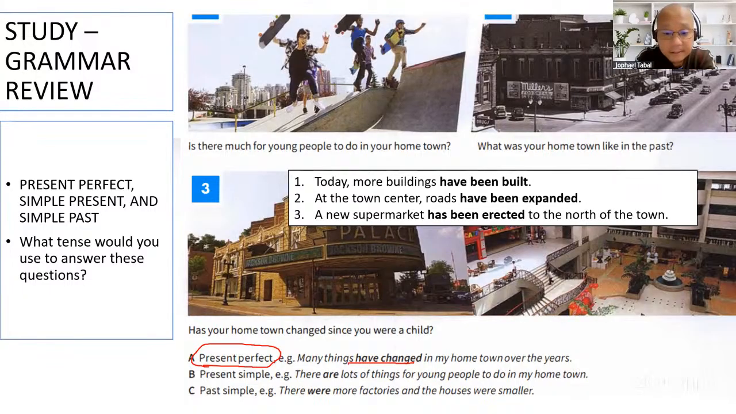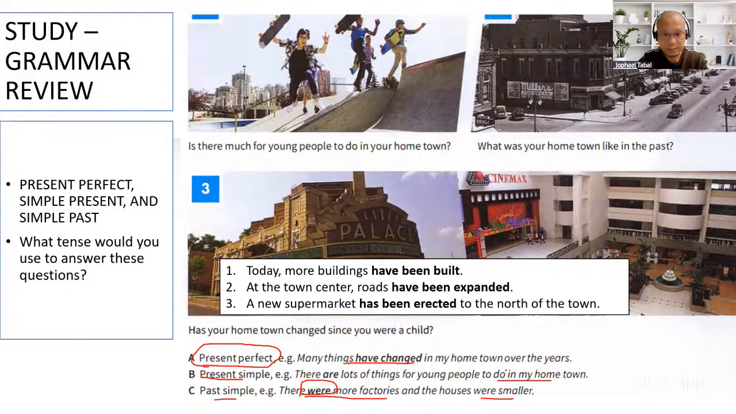And then present simple, so we have here today, present simple: there are lots of things for young people to do in my hometown. And past simple: there were more factories, and the houses were smaller, if you want to talk about your hometown in the past. So I want you to pay attention to the correct use of grammar. For example, here: how has your hometown changed since you were a child? So when we talk about changes, the main grammar that we're going to use here is present perfect tense.